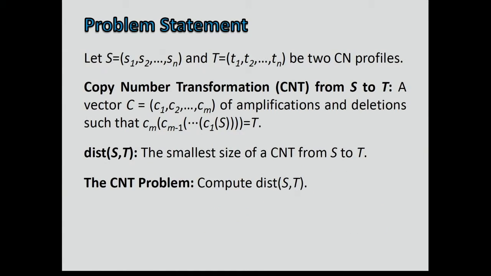As expected, the distance from S to T is the smallest size of a copy number transformation from S to T. The copy number transformation problem asks us to compute this distance. One can also want to obtain a transformation that realizes this distance.